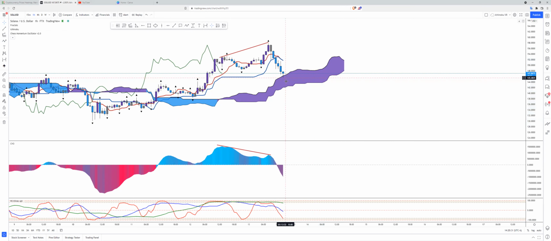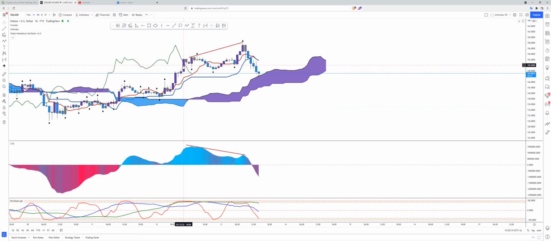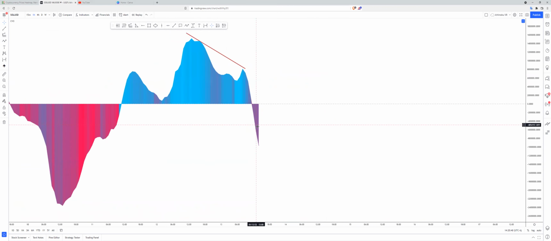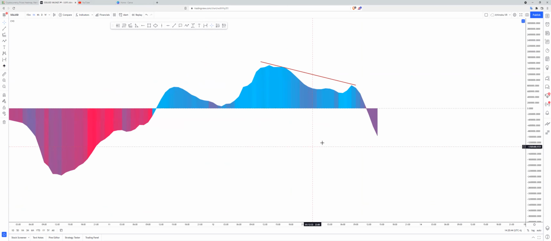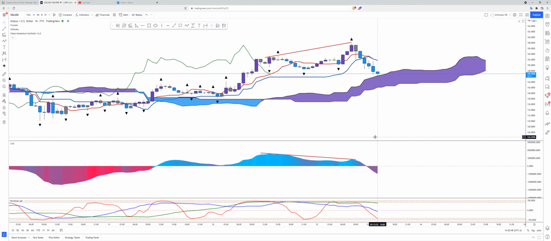Wait for the cloud breakout, in my opinion. Chikou Span has not crossed the Kijun yet to confirm a very strong bearish market, but selling pressure is coming in on the CVO. So be mindful of that. Trade the direction of the volume of what the CVO is telling you.